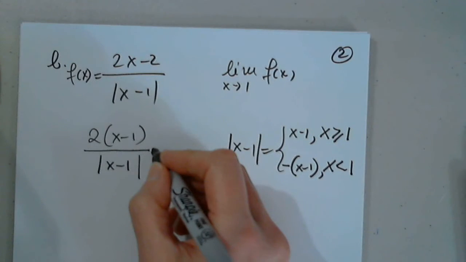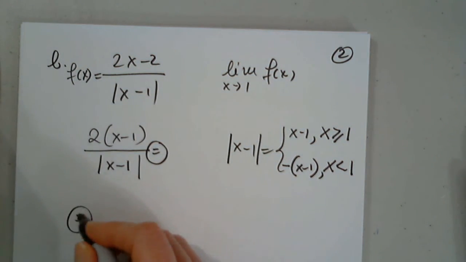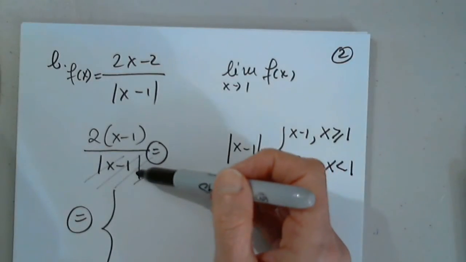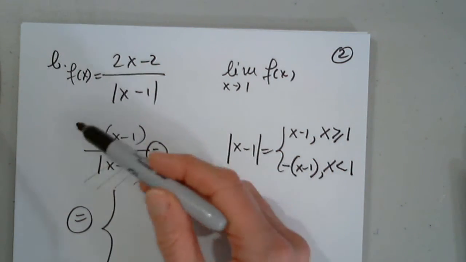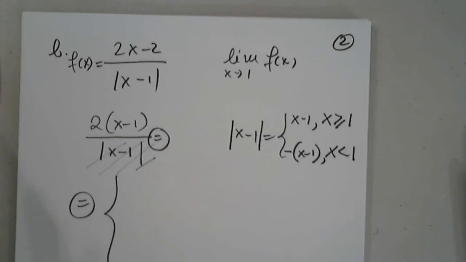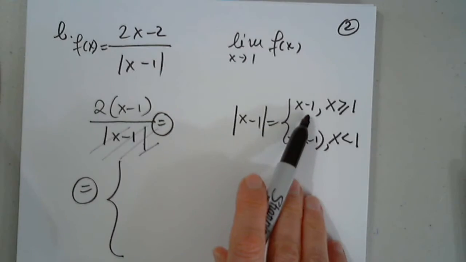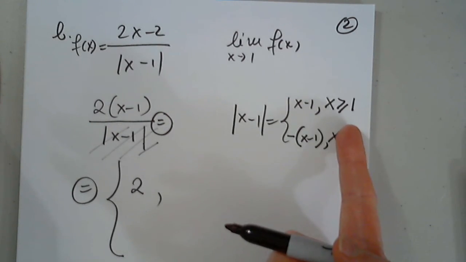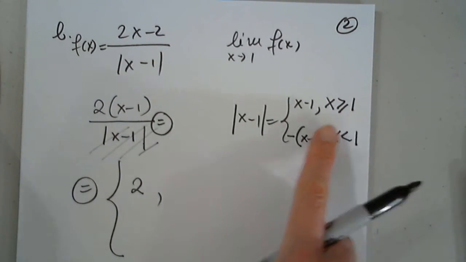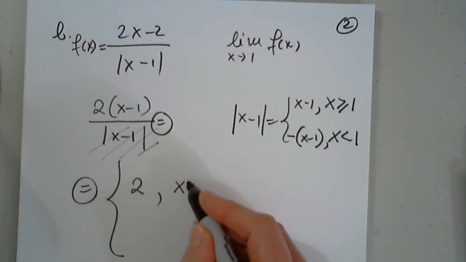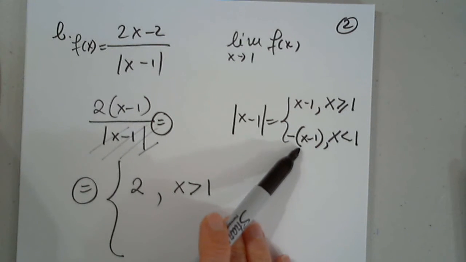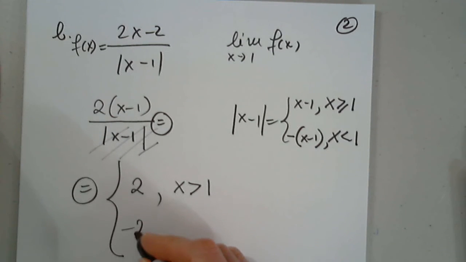So then this will have two options, because this has two options. If this has two options, the whole function will have two options. One option would be 2x minus 1 over x minus 1, which is going to give us 2, but not when x is 1. Not possible. So when x is greater than 1, and the other one is 2x minus 1 over negative x minus 1, which will be negative 2 for x less than 1.